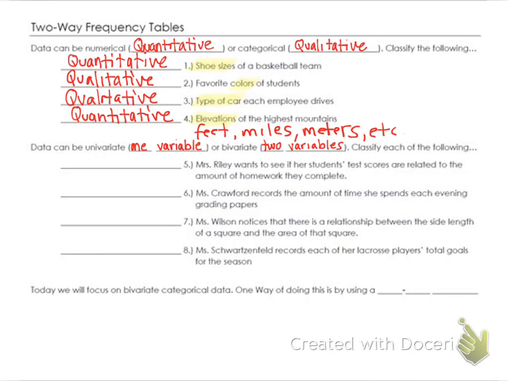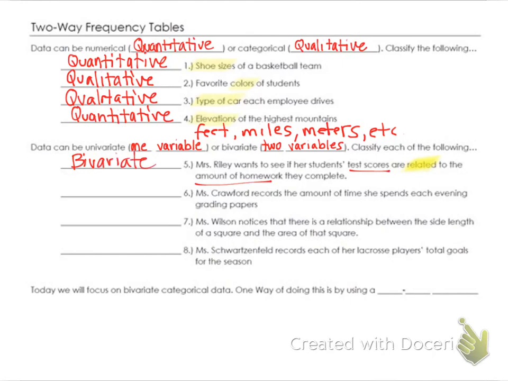Okay. It says classify each of the following situations. So number 5, Mrs. Riley wants to see if her students' test scores are related to the amount of homework that they complete. If you noticed, the key word in this situation is the word related. And the fact that something is related means we're comparing two things together. And so what are we comparing? We're comparing test scores and the amount of homework that they complete. So the more homework someone does, maybe they do better on tests. We're not sure. So in this case, we would be talking about bivariate data.